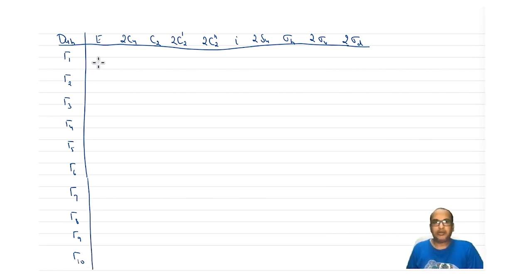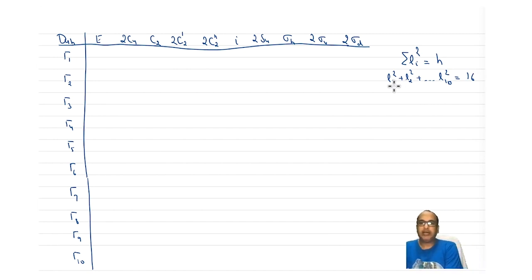Okay, now the first rule says that the summation of li square is equal to h, right? So that tells you that l1 square plus l2 square plus up to l10 square should be equal to 16, right? Because these are dimensions, the character under E will take the value li. So this cannot be negative or a fraction. It has to be a natural number, so 0 is also not an option.